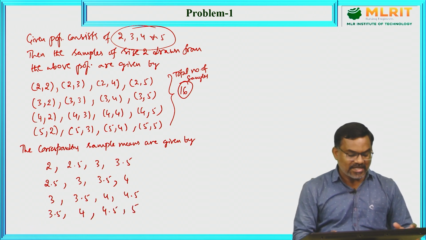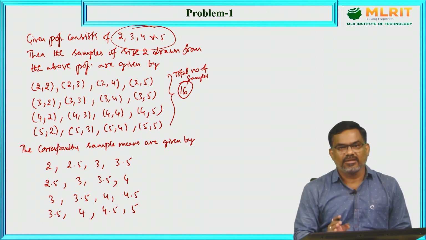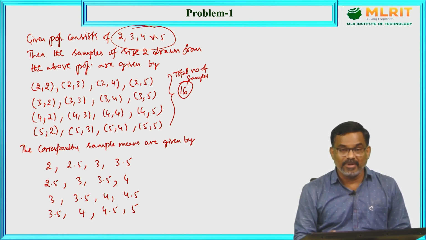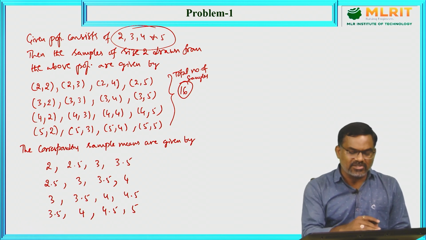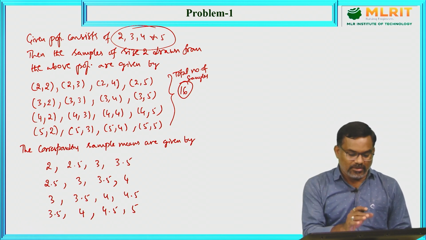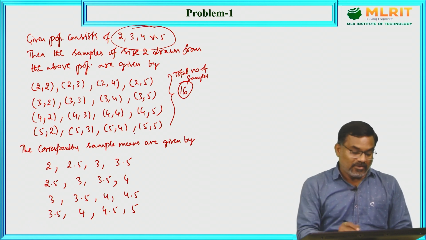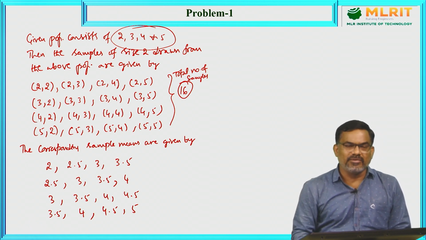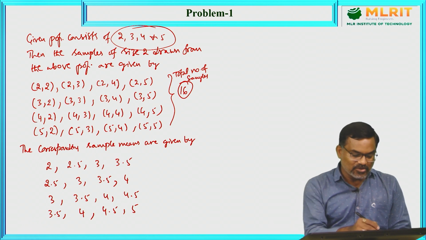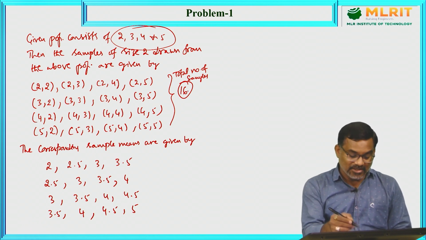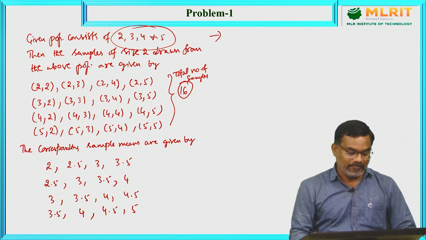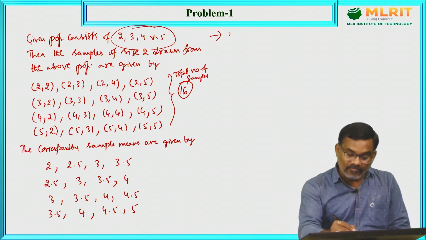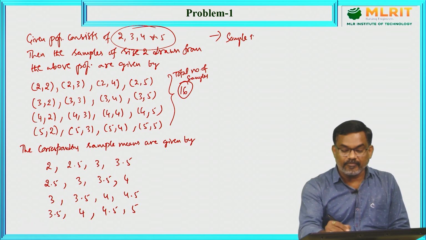Now, the set of these values is called the sampling distribution of means. That means the sample and the corresponding mean. Since there are 16 samples, showing this sampling distribution in the form of a table would need 16 values. So, instead of that, let us construct the sampling distribution as the sample mean and the frequency.